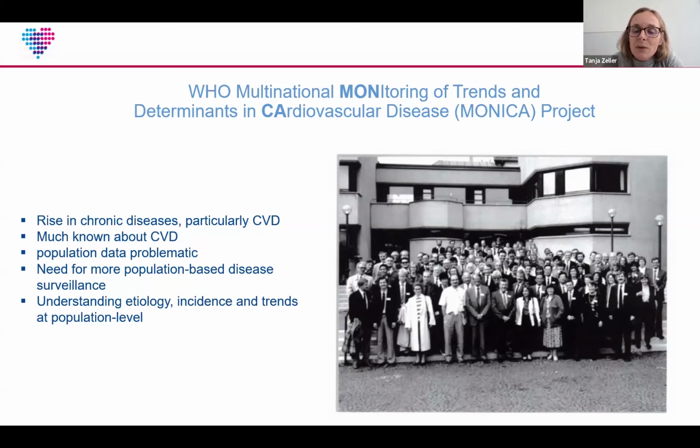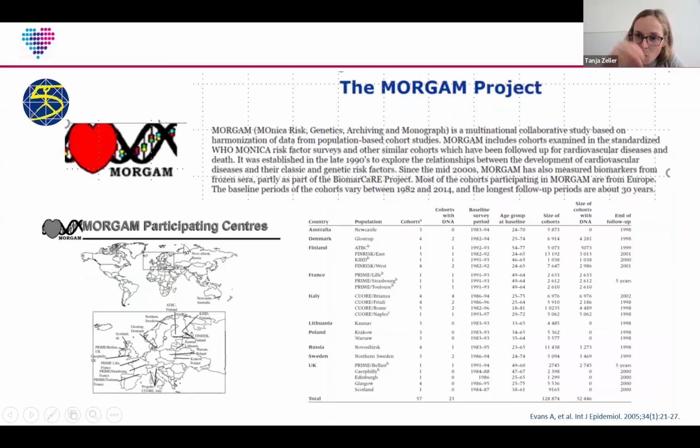And that's why the researchers established the MONICA cohorts across Europe. And based on these MONICA cohorts, in the EU FP7 project, the MORGAM project, MONICA Risk, Genetics, Archiving and Monograph, was established. And here a lot of population-based cohort studies across Europe were collected on the data level, and the data were harmonized. And you can see here in the table an overview of the different cohorts.